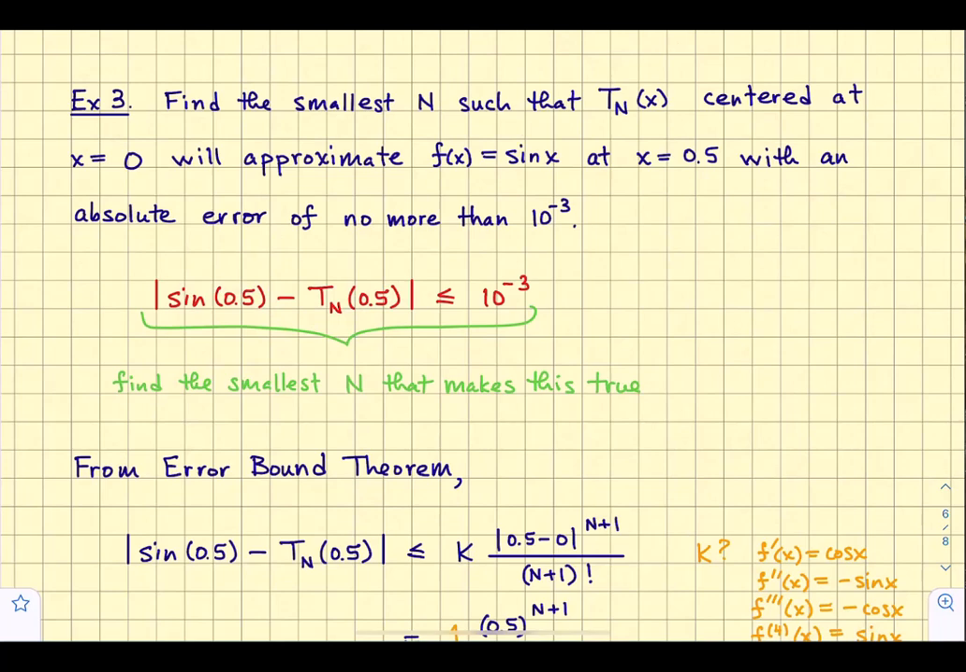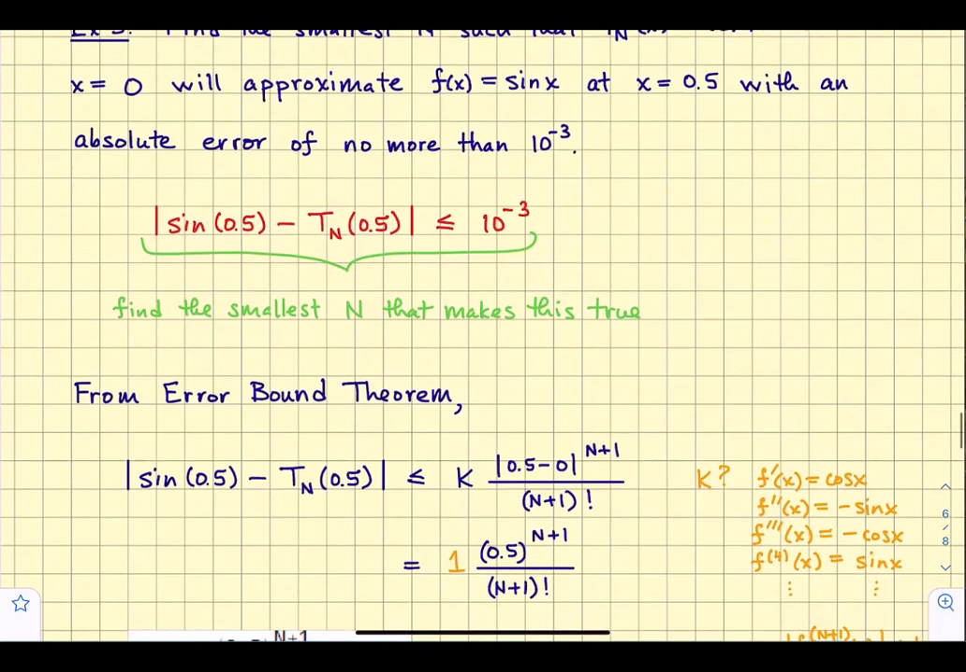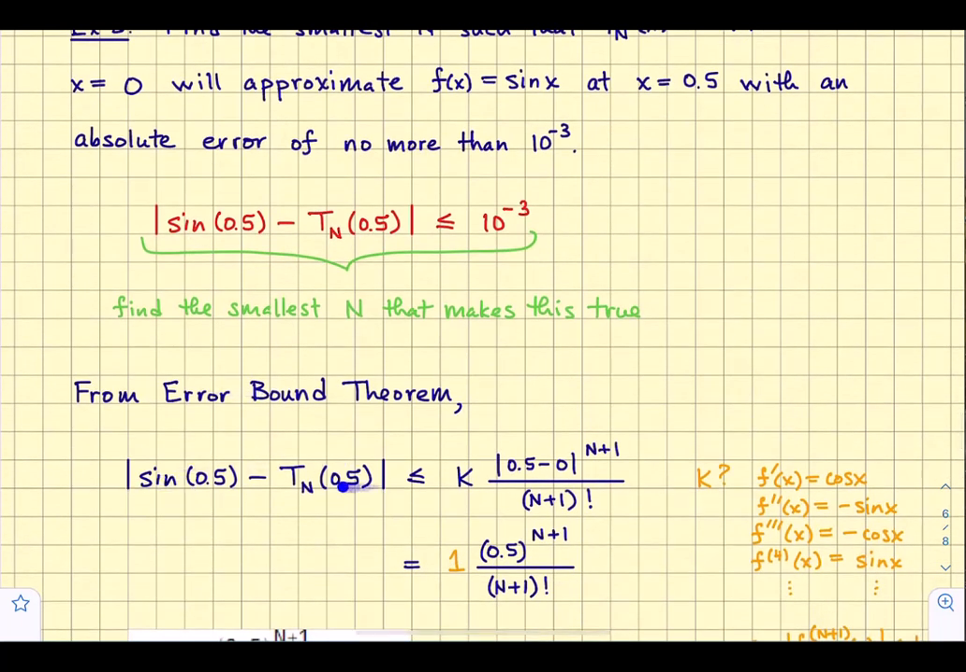So from our error bound theorem, we know that our absolute error is bounded above by some k times the absolute value of x minus a, raised to the n plus first power, over n plus 1 factorial. In this case, this number is easy to compute. This number we don't know yet because we haven't picked our n. And now what about our k? Well, in general, k needs to be a bound on the absolute value of the n plus first derivative of our function, and we don't even know what our n is going to be.